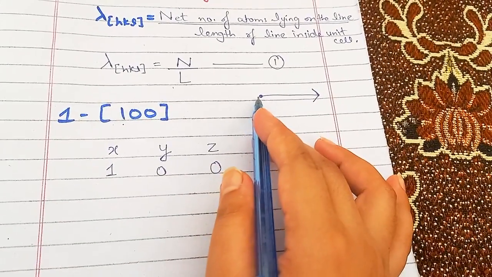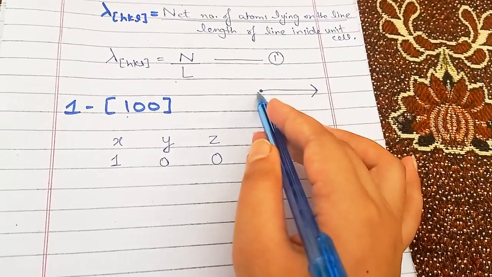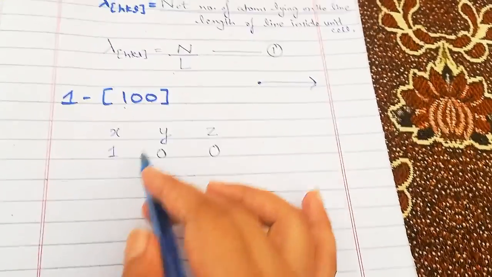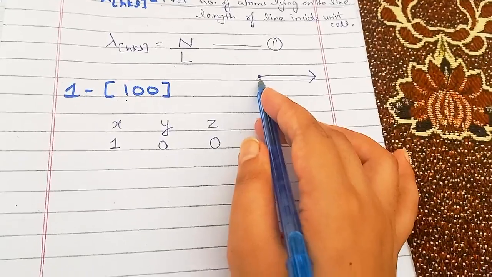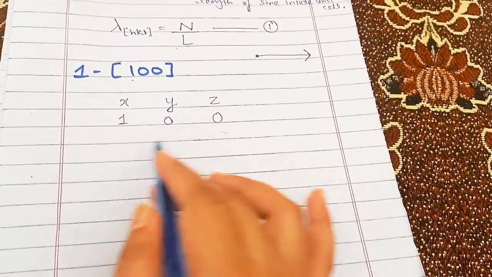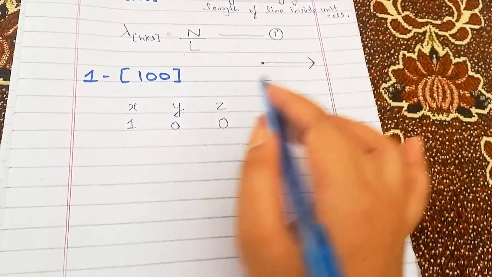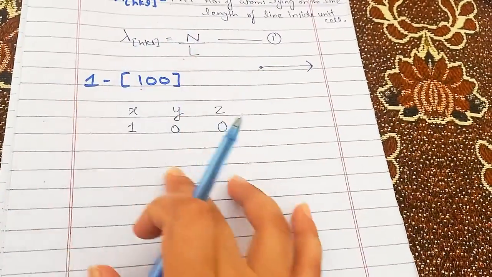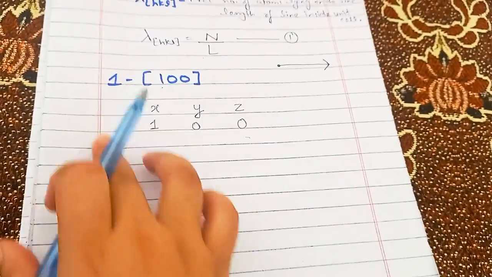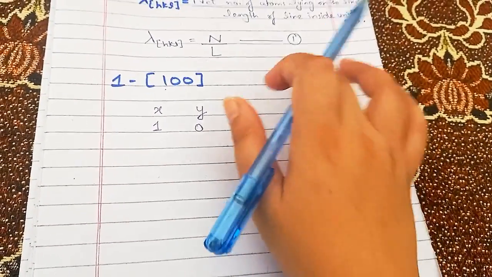So where will be the tail of the direction and where will be the head? The tail of every direction will be at the origin of a unit cell, and the head will be at the point governed by the Miller indices. The tail will be at origin always, but the head coordinates will be determined by the Miller indices. So these are actually the head coordinates of our direction, and the tail will be at origin.